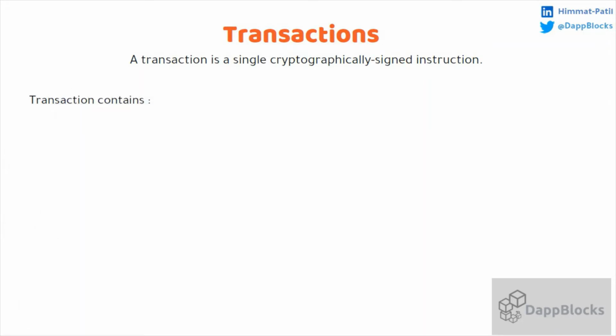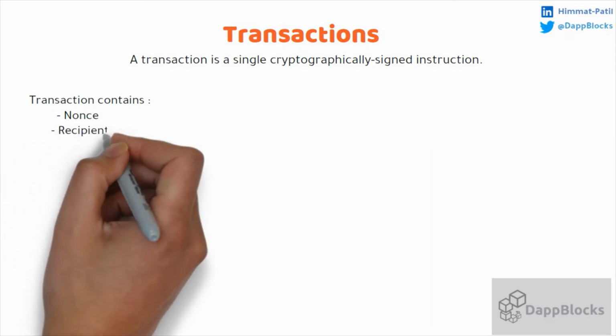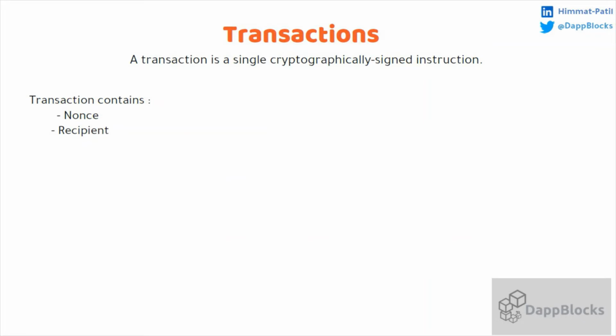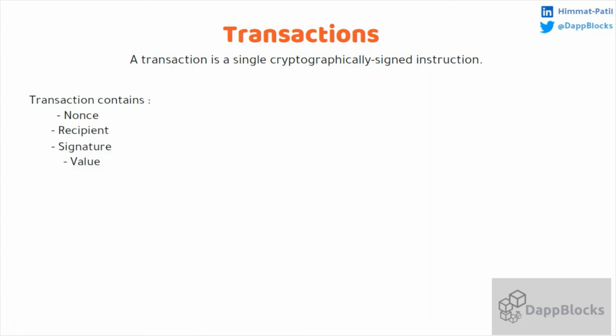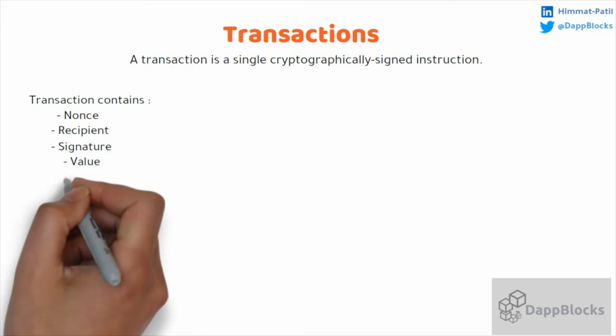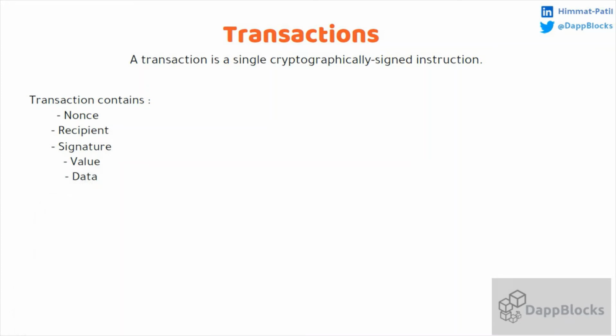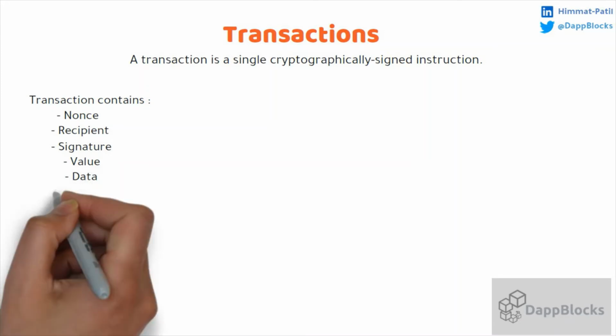A transaction includes nonce, a sequence number, that is the number of transactions created by an account; the recipient, the destination or receiving address; signature, the identifier of the sender. This is the digital signature which includes authentication, non-repudiation and integrity. To know more about cryptography, please find a video link in the description below. Value, the amount of ETH to be transferred from sender to receiver. Data, an optional field to include additional data.